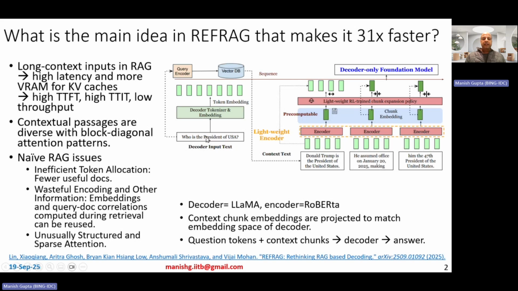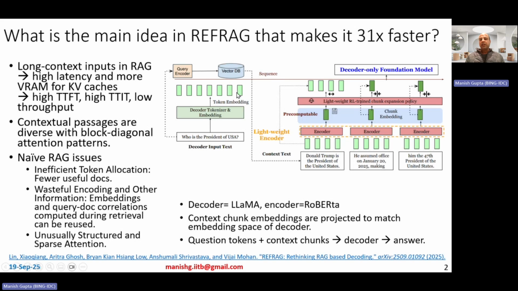You take this query and pass it through a token encoder, a query encoder, to get token embeddings. That gives you matches from the vector database, the matching documents. Now you take those documents, take those individual tokens, pass them through an encoder, the same encoder, and then get a single chunk representation.